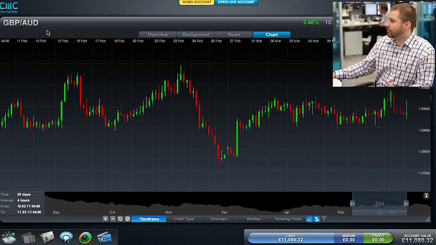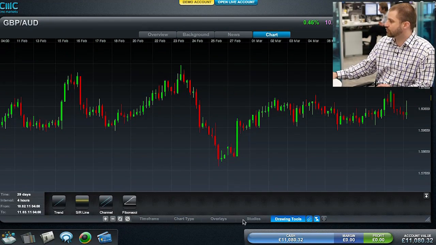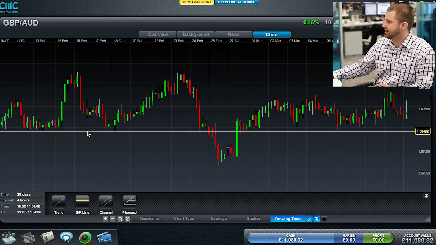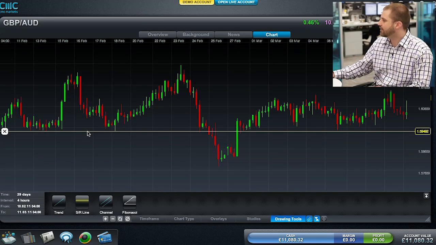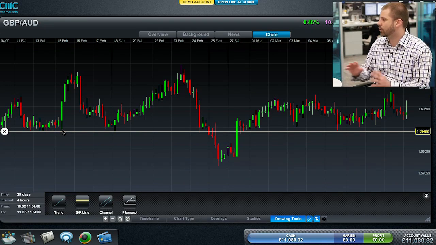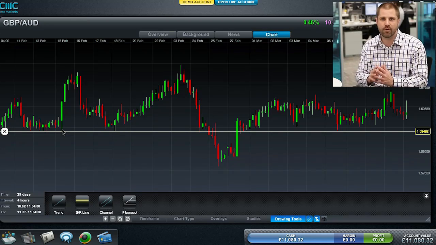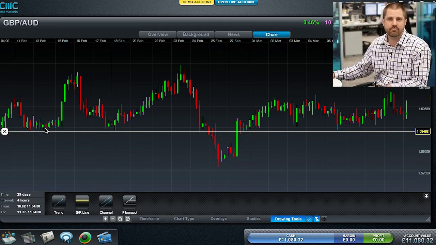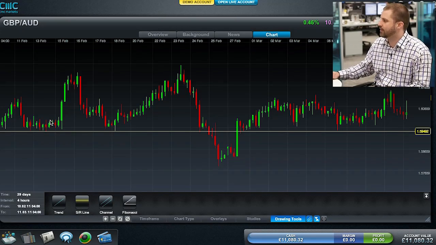The reverse side of this is a support line. A support line is completely the opposite of a resistance. It's an area lower than the current market price where the buyers come back into the market. Now, on this chart of pound versus Aussie dollar, again, if we go to our drawing tools and click on the S&R line, we can start to see here in the beginning sections of this chart that there's a support level here at 1.5950, somewhere around about that level. So you can see each time that it comes down to this level, it protects it and the price starts to go back up again.